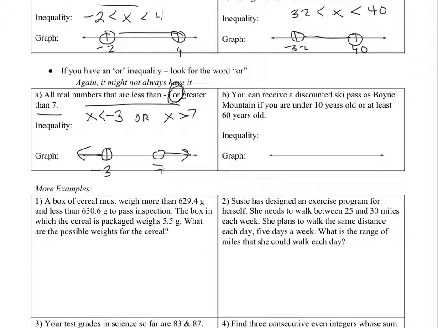Letter B, you can receive a discounted ski pass at Boyne Mountain if you are under 10 years old and at least 60. Under 10 means not including 10. So it's x is less than 10 or at least 60. x is greater than or equal to 60. So I do open dots at 10, shade to the left, and a closed dot at 60, shade to the right.